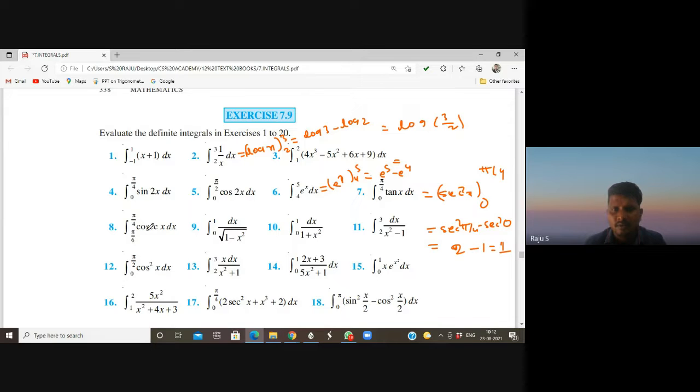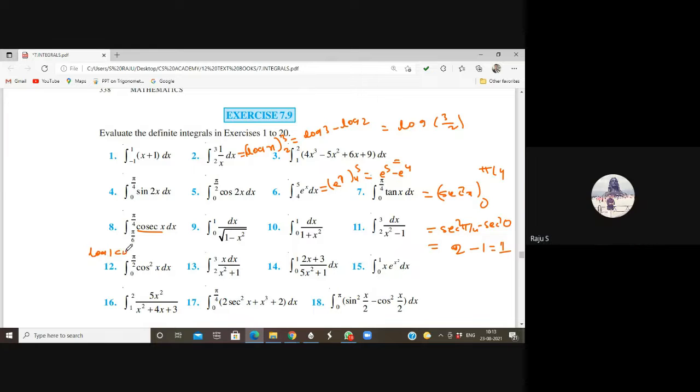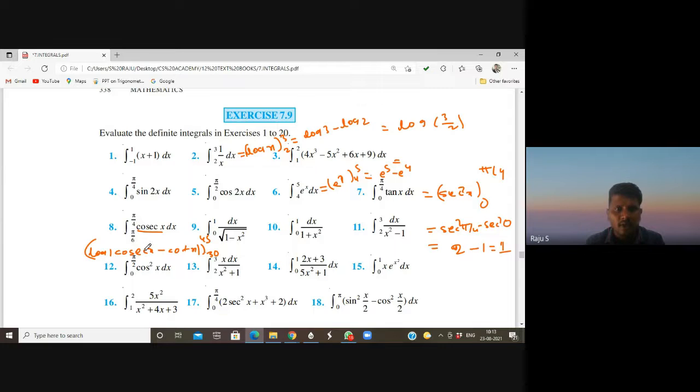So here what to do? What is the integral of cosecant x? Log of mod cosecant x minus cot x. Directly use the formula from 30 to 45: substitute in place of x, 45 minus 30. Next, sine inverse x from 0 to 1: sine inverse 1 minus sine inverse 0. Sine inverse 1 is pi by 2, since sine 90 is 1, and sine inverse 0 is 0.